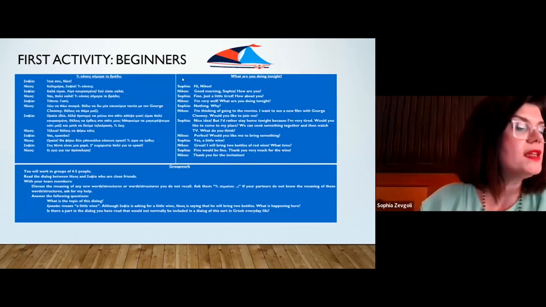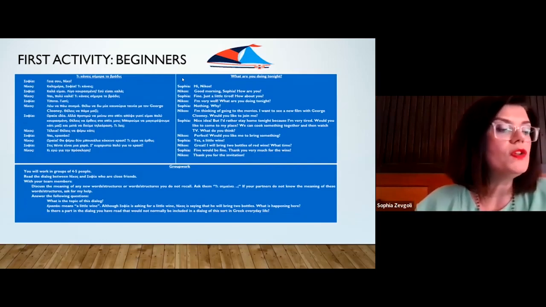First, students are asked to discuss the meaning of new words or words they do not recall with their team members.